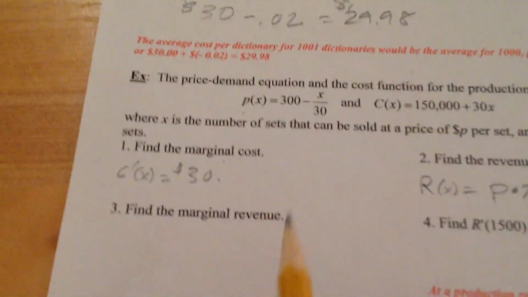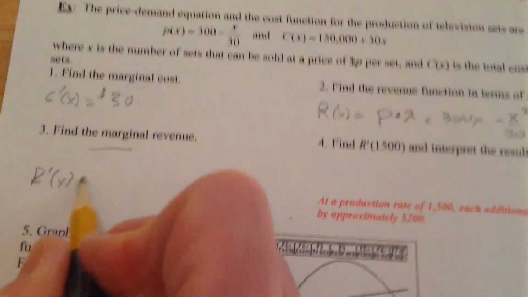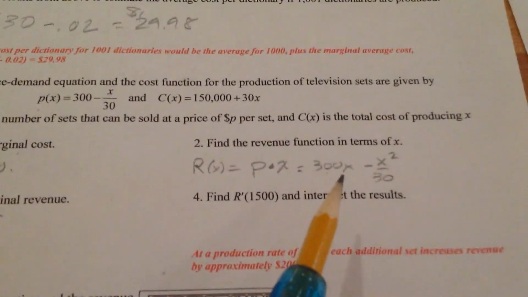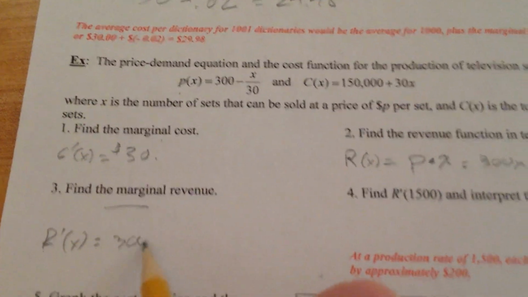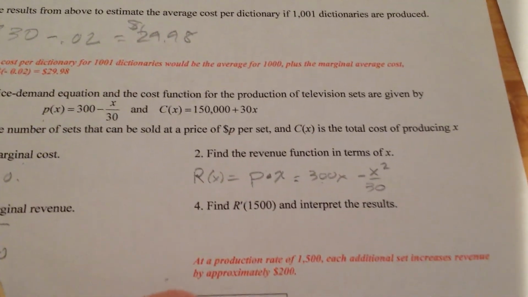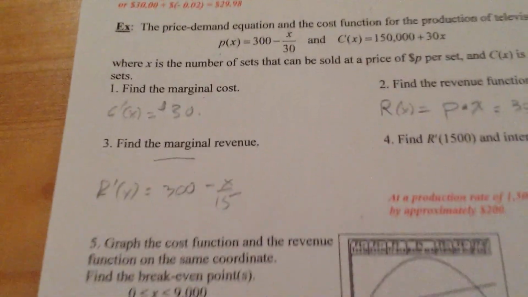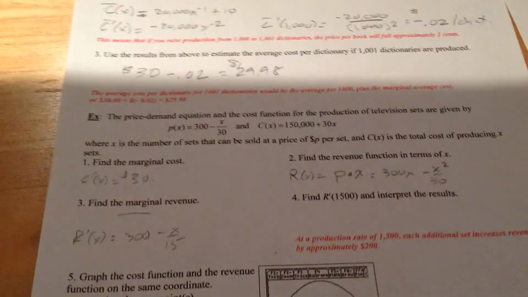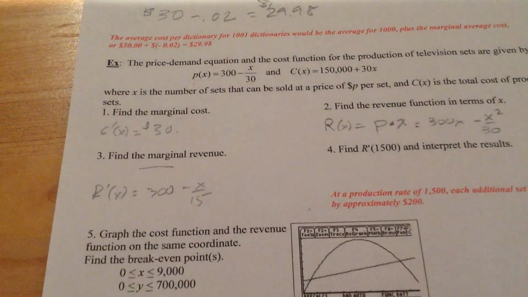I need to find that first before I can find the marginal revenue. Again, marginal means take the derivative. So I'm just taking the derivative of this using our rules. The 300x becomes 300, and minus 2x over 30, and 2x over 30 would reduce to x over 15. Sorry, I'm off camera a little bit there. So there you go. That's my marginal revenue function.